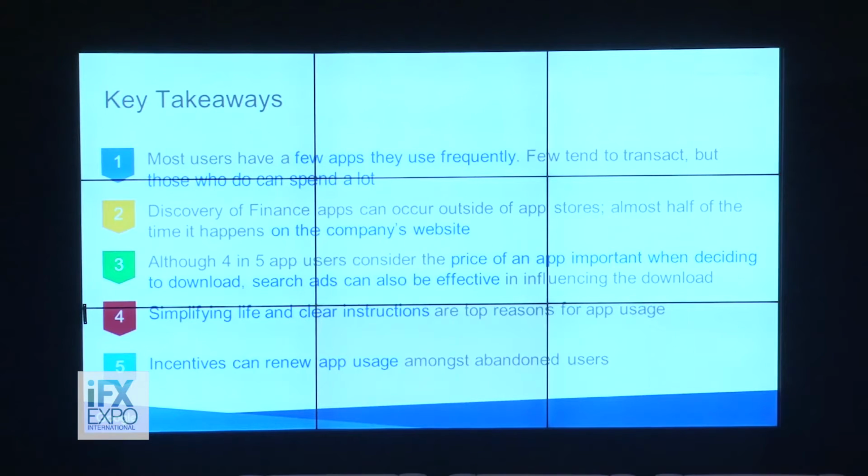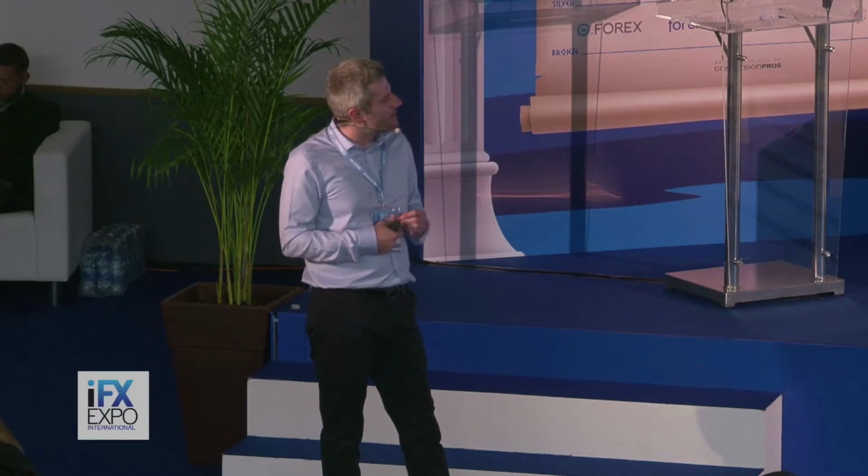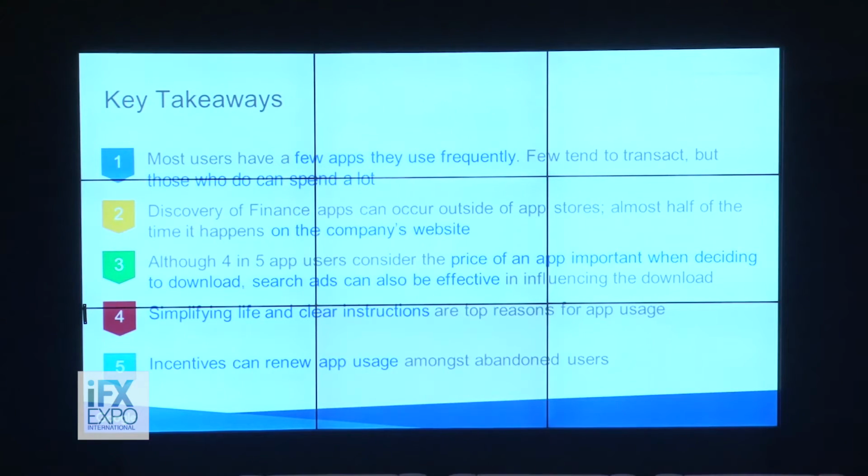And then just to summarize the findings of the research that we saw earlier. As we said, most of the users have just a few apps that they use very, very frequently. Few will likely transact, but then those who do are more likely to spend higher amounts with your business. Most of the finance apps are actually discovered from the company's website itself. Price is a determining factor, but also advertising, search ads, but also the full media mix, as we saw earlier, should be there in order to influence this decision.